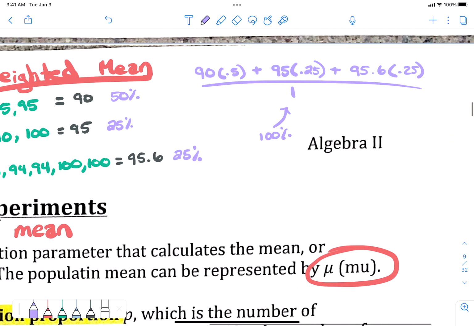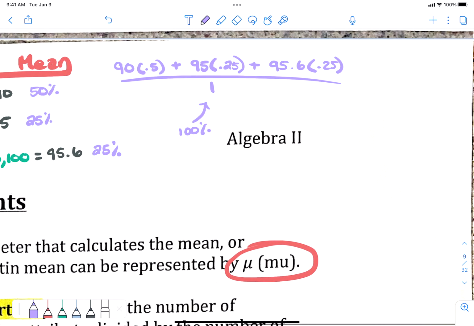Okay, 45 plus 23.75 plus 23.9. Somebody add it all together, would you? 92.65. 92.7. So 92.7%. Now, here's the deal, though.